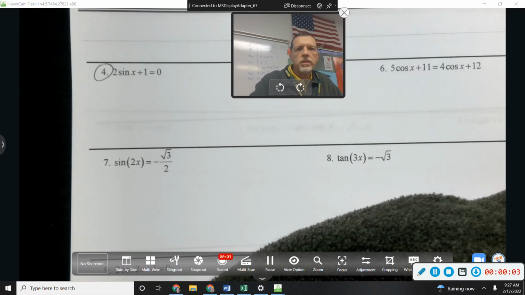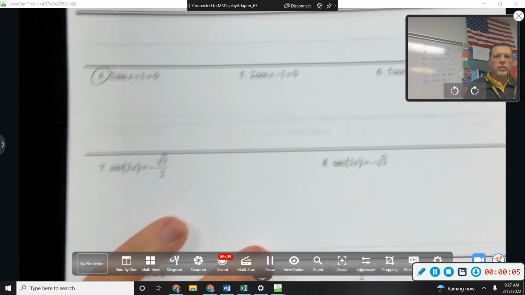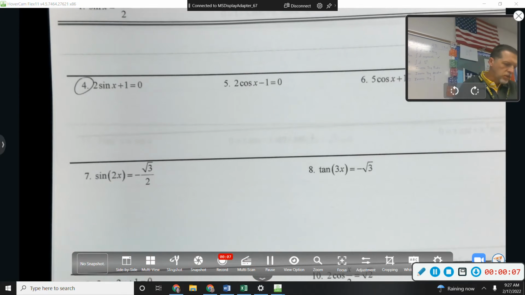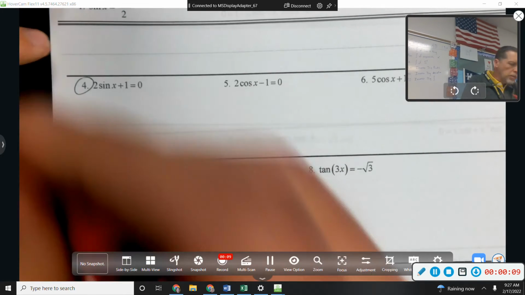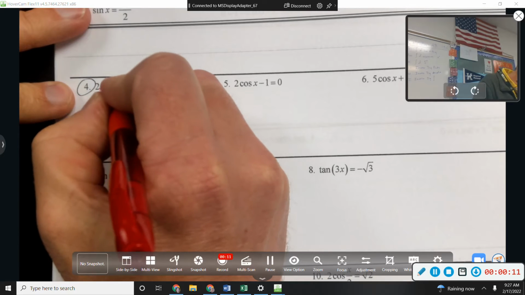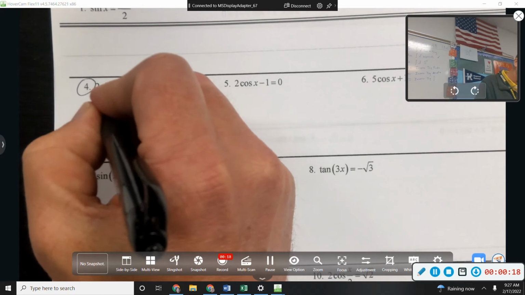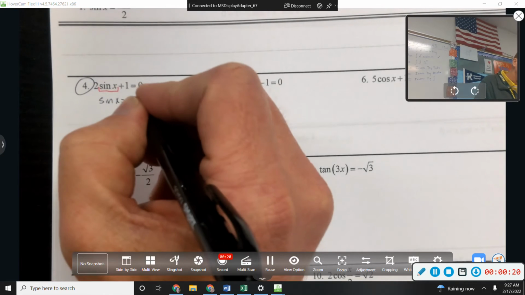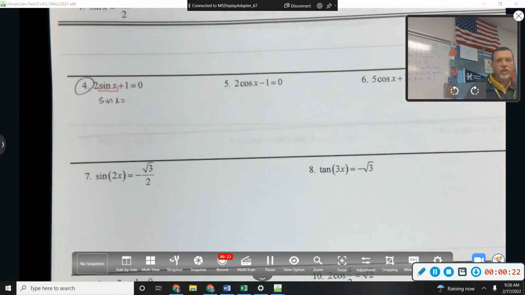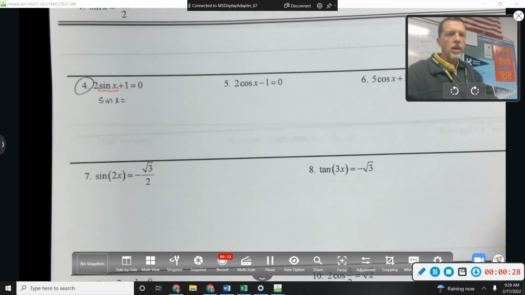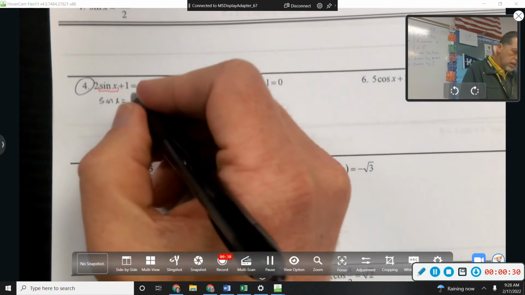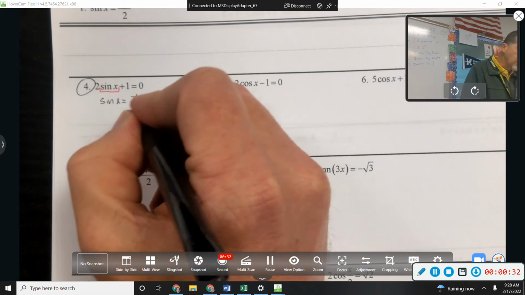So worksheet 2, looking at number 4, 2 sine x equals 1. Remember, job 1 is to get the trig thing by itself, and then worry about the unit circle. Let's just jump ahead, since we can get the trig thing by itself without showing all the steps. So sine of x equals negative 1/2.